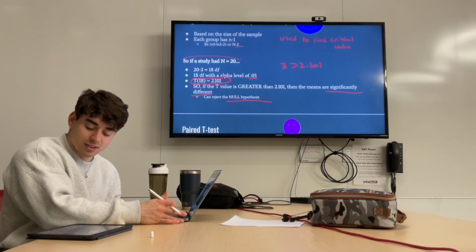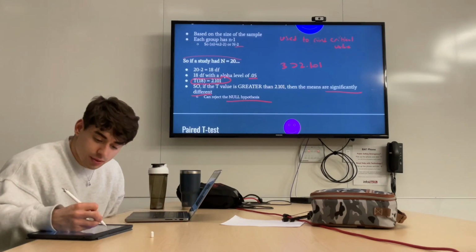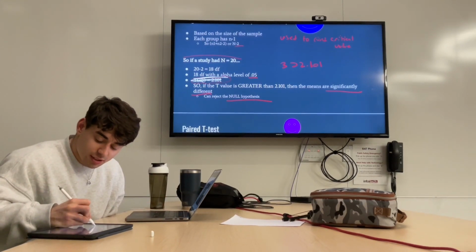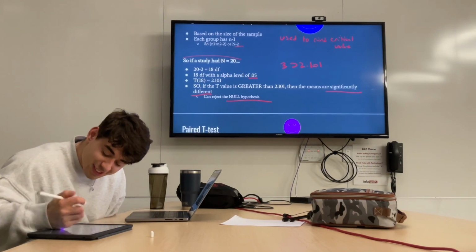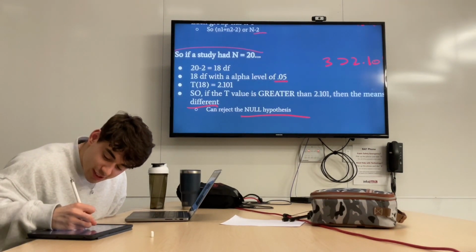Isn't that what T is? It says if the T value is greater than point... So this is tough. I think I'm getting it.